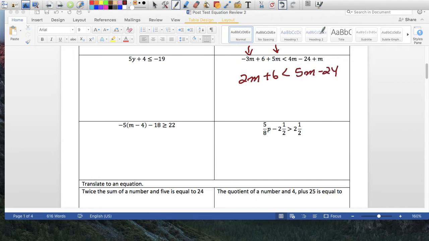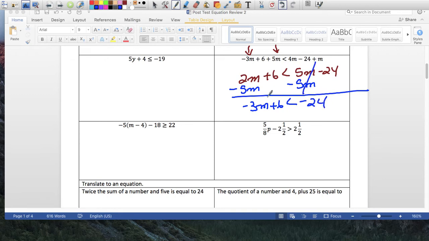There are variables on both sides, so pick one to get rid of. Let's get rid of the smaller one. Well, in this case, you know what? I'm going to pick to get rid of the 5m, only because I like my variables on the right side. So I'm going to subtract 5m from both sides because I want to get rid of the 5m. Negative 2 minus 5 is negative 3m, plus 6 less than, and this will go away, less than 24.